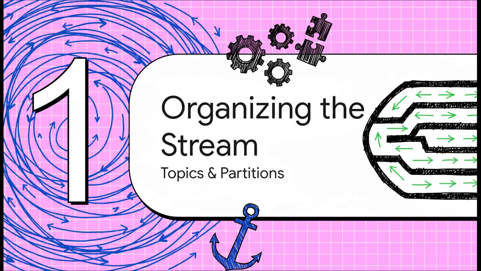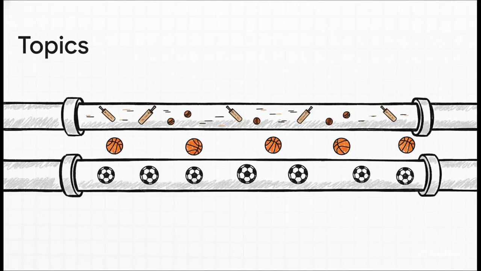Okay, so if Kafka is just this one giant endless receipt roll, how on earth do you keep it from becoming a complete chaotic mess? Well, it all starts with how you organize it. The first layer of organization is something called a topic. It's super simple. A topic is just a named category for a stream of messages. So if you're building a sports app, you might have a cricket topic, a basketball topic. You get the idea. It's just a way to make sure that all your cricket data doesn't get mixed up with your basketball data. Nice and clean.